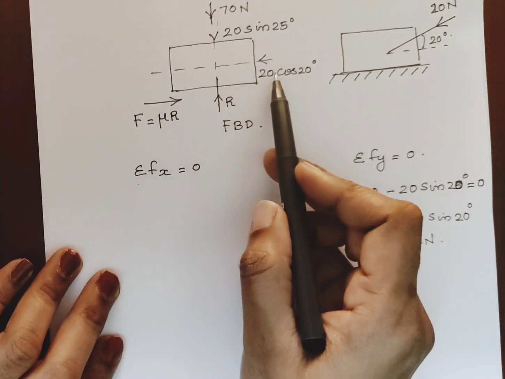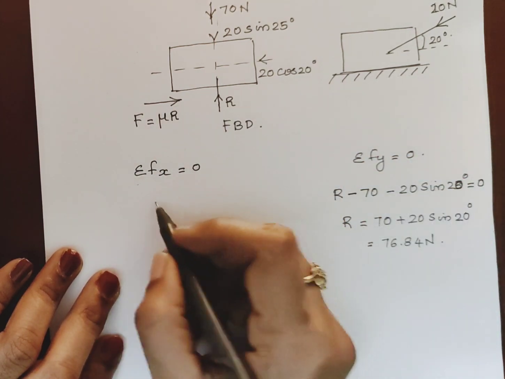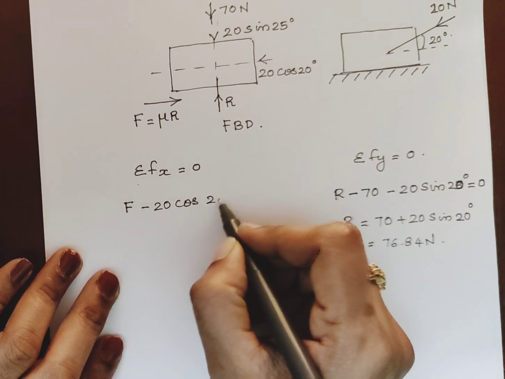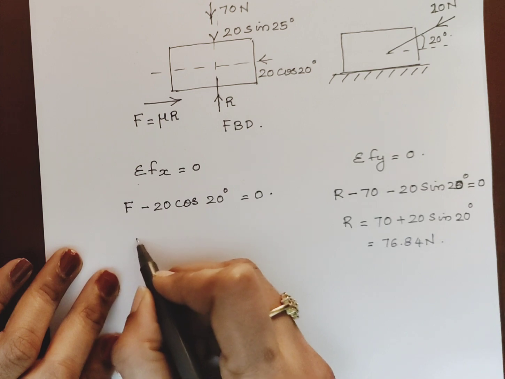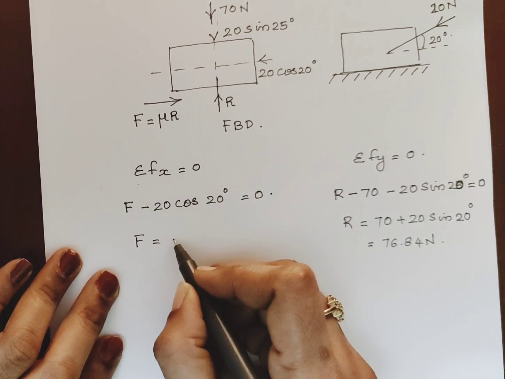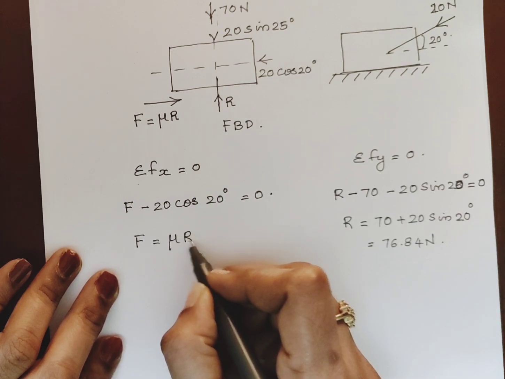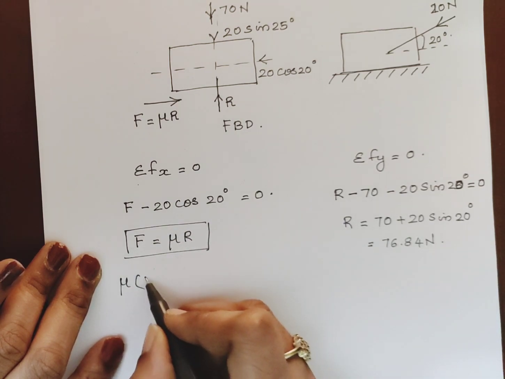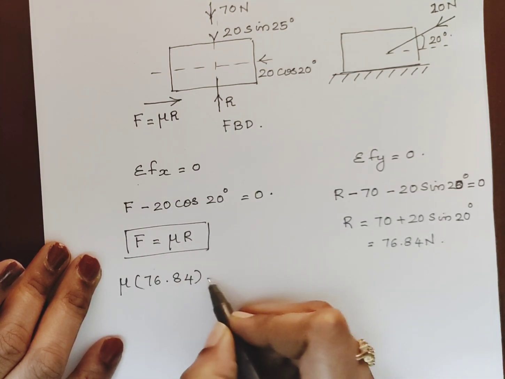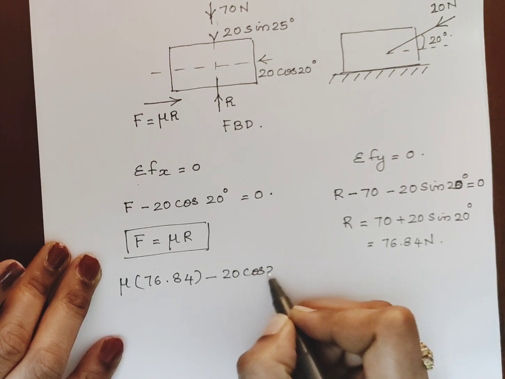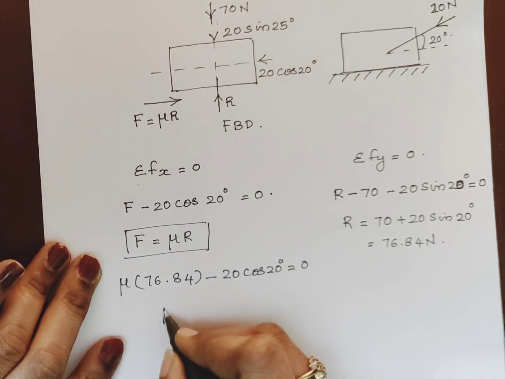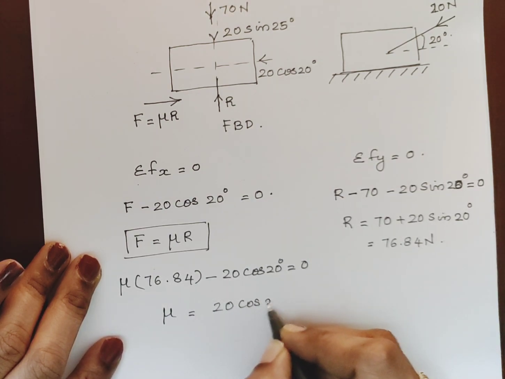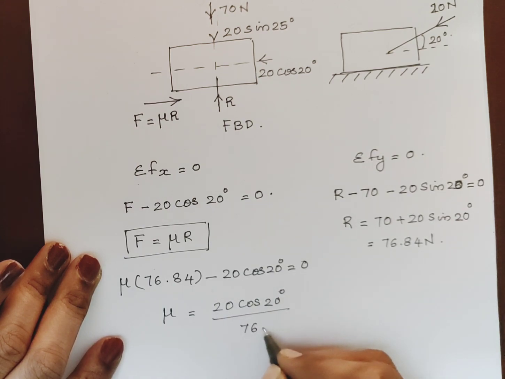So now the second equation is sigma Fx is equal to 0. You have to take all the horizontal force. So F is acting to the right. It is positive. F minus 20 cos 20 degree is equal to 0. So F is equal to mu into R. So mu into R is 76.84 minus 20 cos 20 degrees equal to 0. So mu is equal to 20 cos 20 degree divided by 76.84.